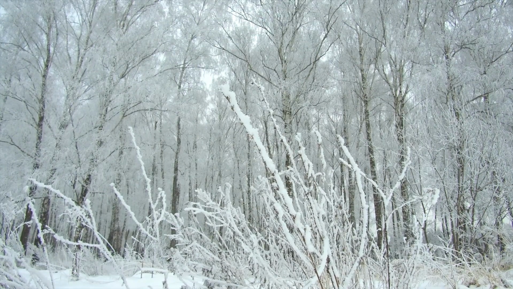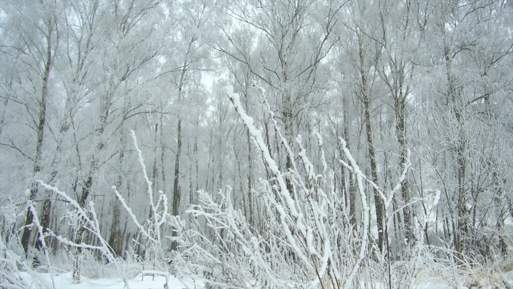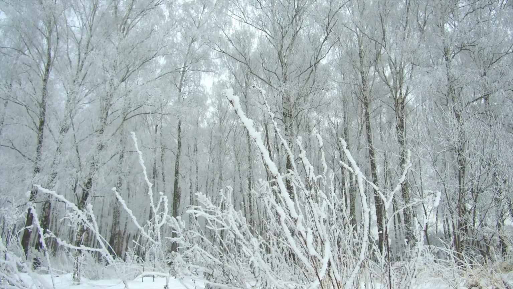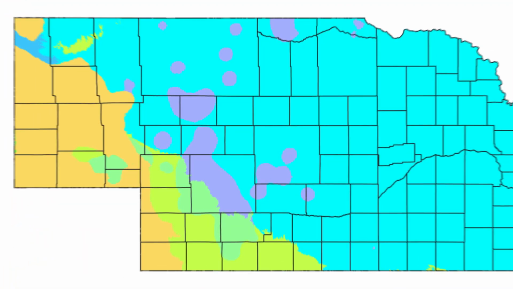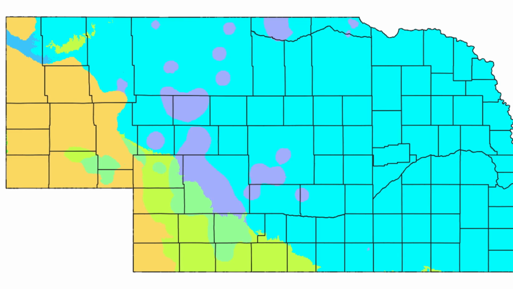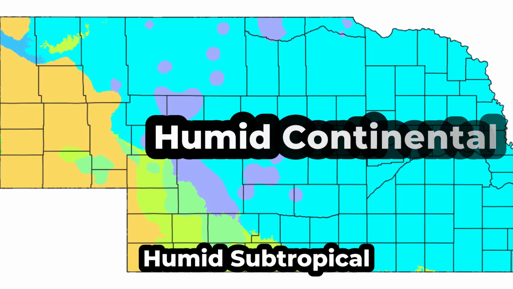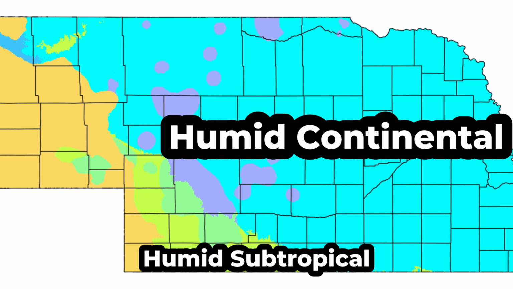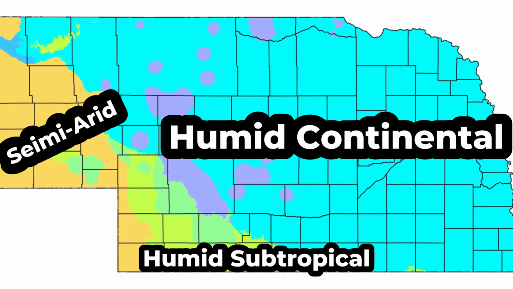In the winter, Kansas does experience cold Arctic outbreaks from time to time, and this can lead to snowstorms, blizzards, and ice storms, although communities further south see less of this. Similarly, Nebraska is also split into the same three climatic zones: humid subtropical in the southwestern area, humid continental in the eastern half, and semi-arid in the far western area.